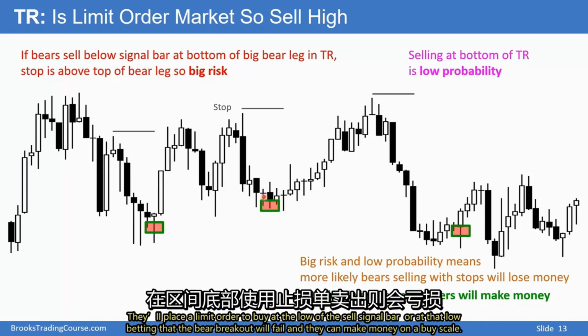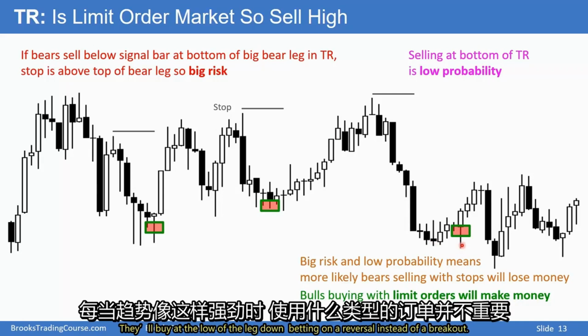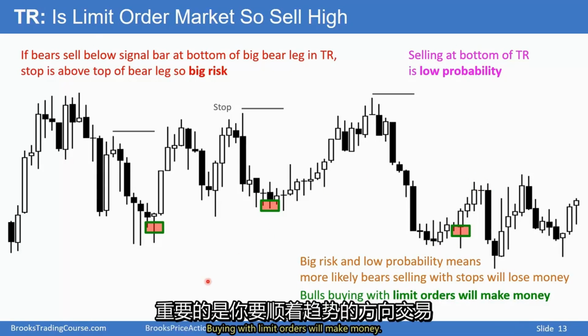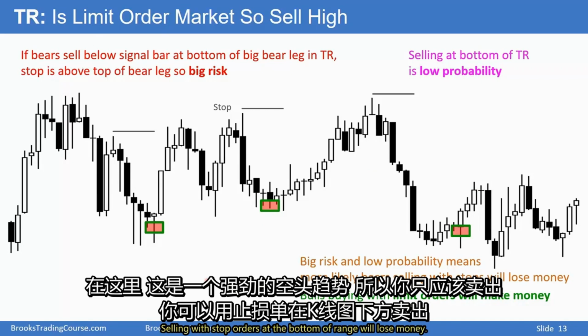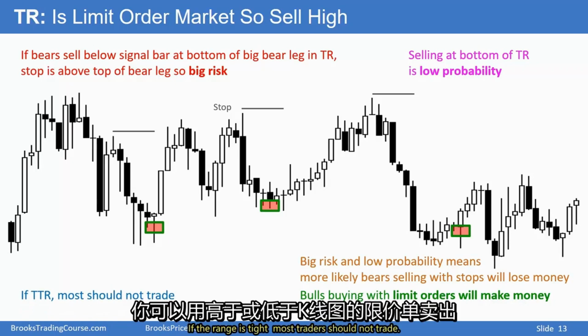They'll place a limit order to buy at the low of this sell signal bar or at that low, betting that the bear breakout will fail and they can make money on a buy scalp. They'll buy at the low of this bar, betting the bear breakout will fail. They'll buy at the low of the leg down, betting on a reversal instead of a breakout. Buying with limit orders will make money. Selling with stop orders at the bottom of a range will lose money. If the range is tight, most traders should not trade.